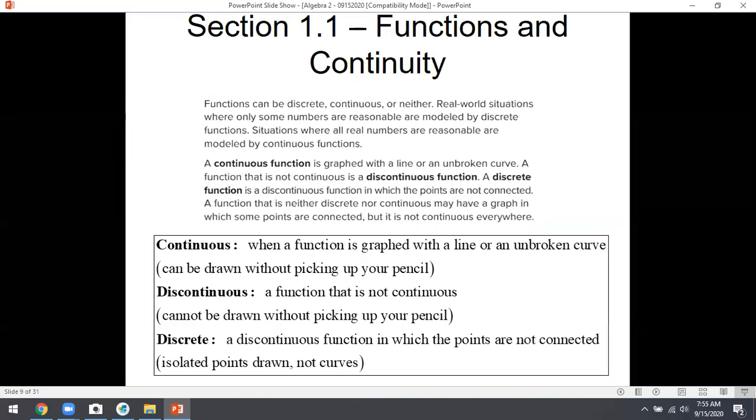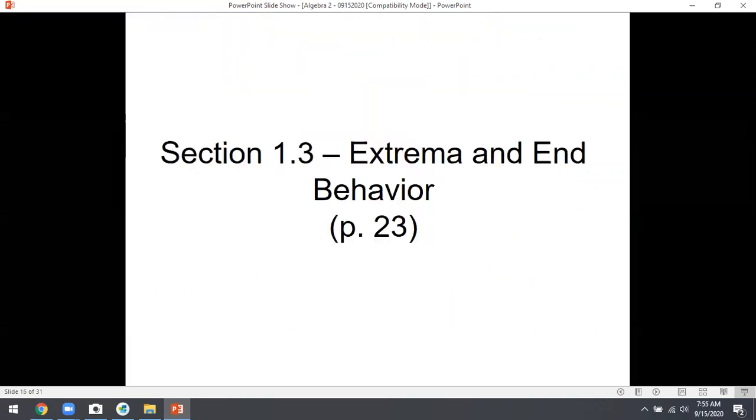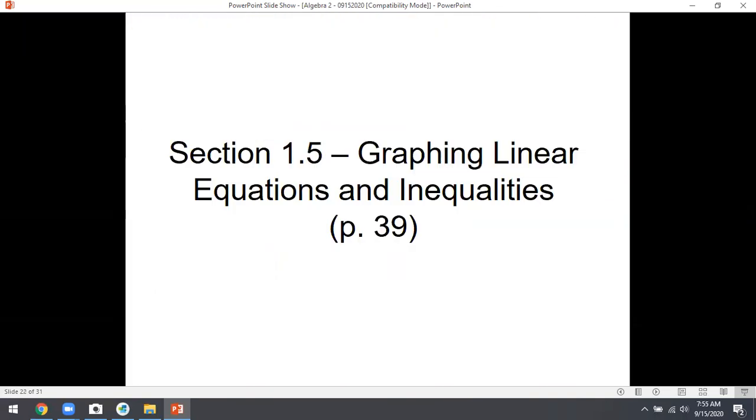Let's go ahead and get started with notes. This will be section 1.5 today. Topic: graphing linear equations and inequalities, found on page 39 of your online textbook. Graphing linear equations and inequalities.